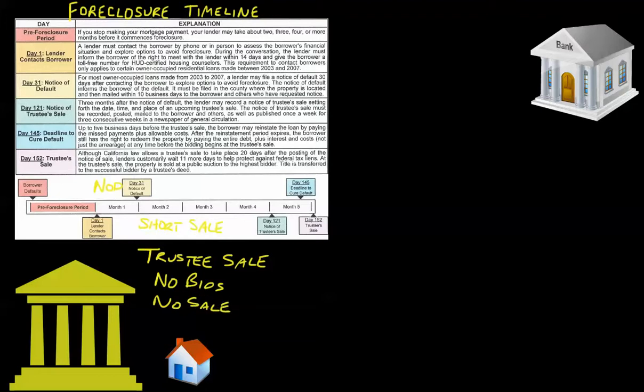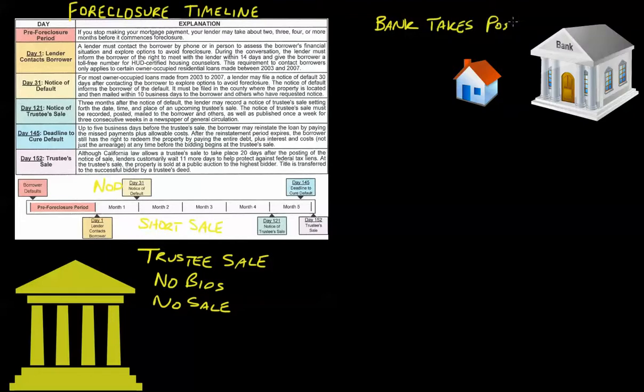So it usually results in no bids, and that means no sale. And if there's no sale at the trustee sale, then the property goes back to the first lien holder, which in many cases is the bank. It goes back to the bank. And so at this point, the bank takes back possession of the property, and at this point, it is becoming an REO, real estate owned property of the bank.